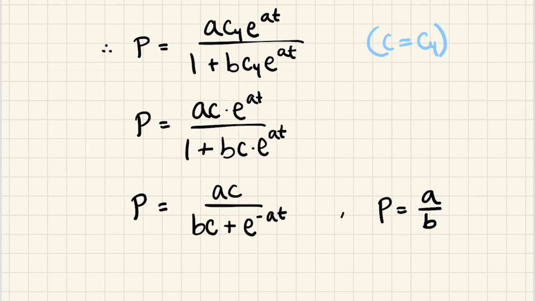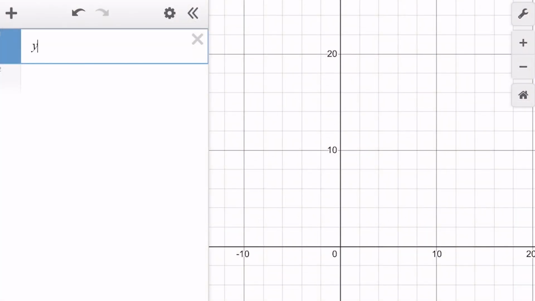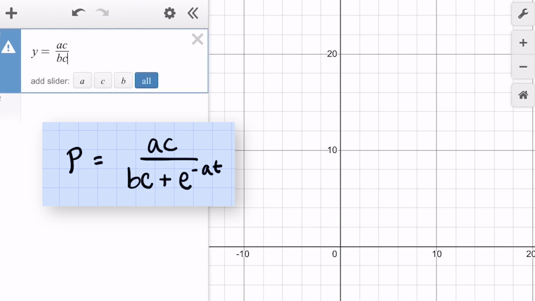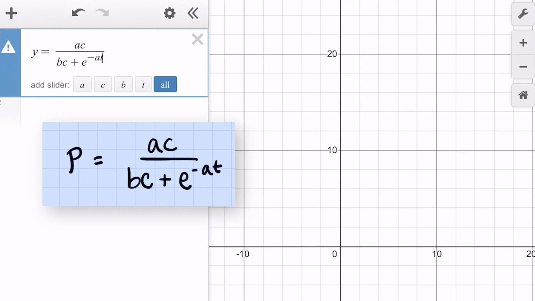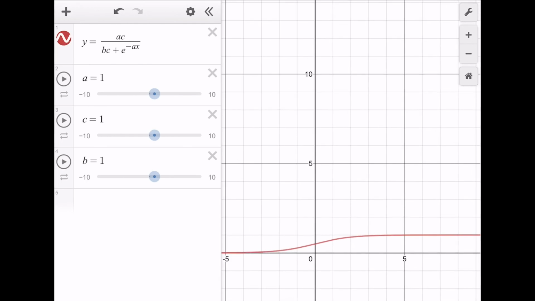Okay, let's take a quick look at this on Desmos. For Desmos, it's best to use y in terms of x. We could probably use y in terms of t here, but I don't think it'll be happy if we use a P. So we'll go a times c divided by b times c plus, it doesn't really like the t, let's put an x in there. All right, so this is the curve we're getting.